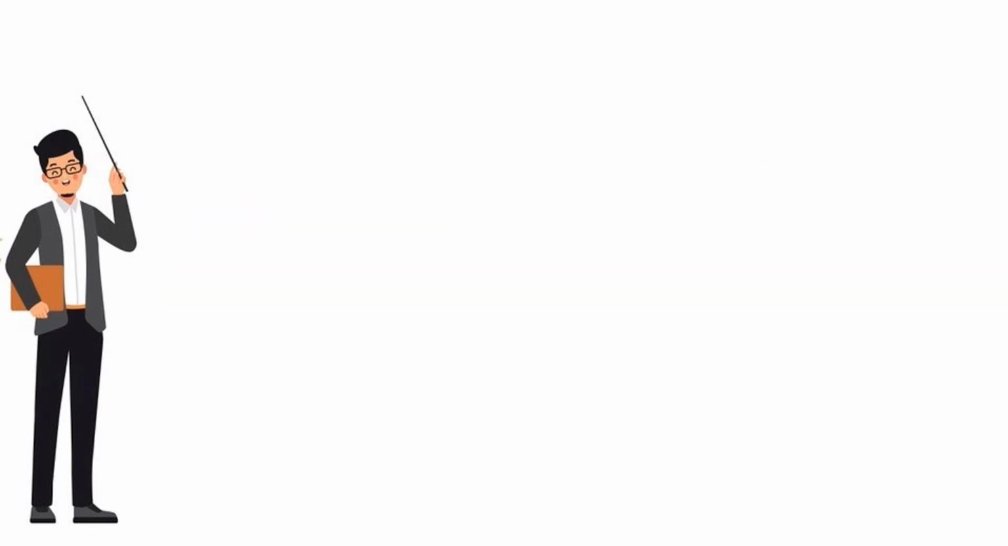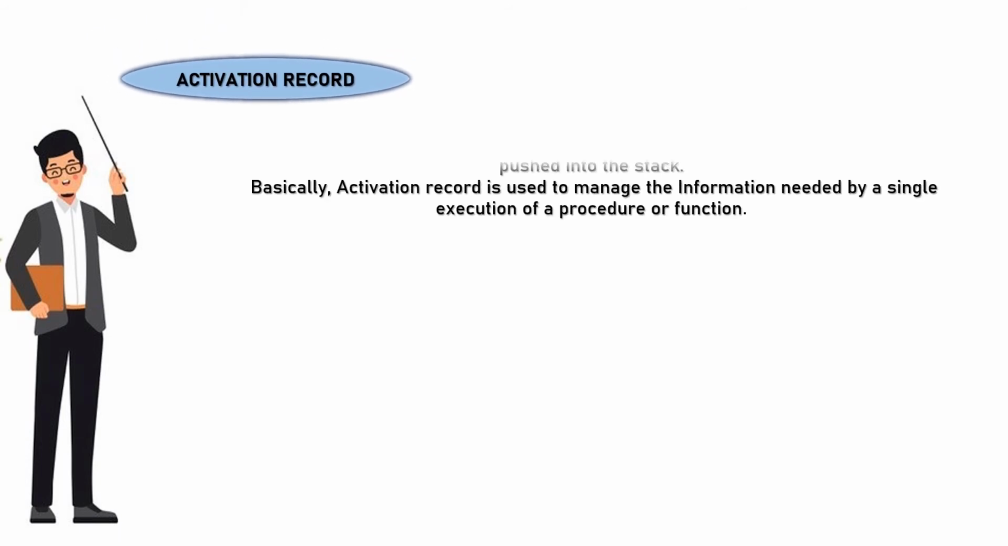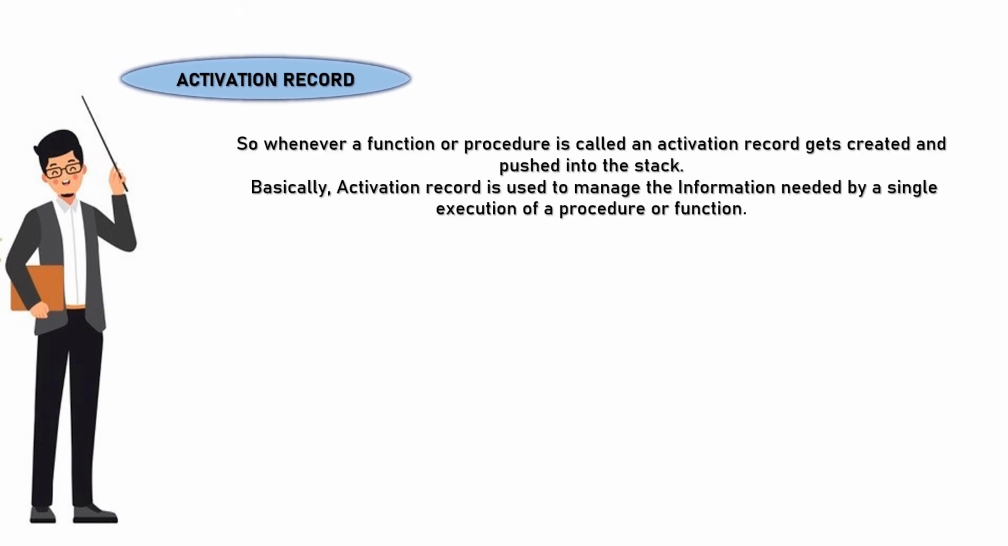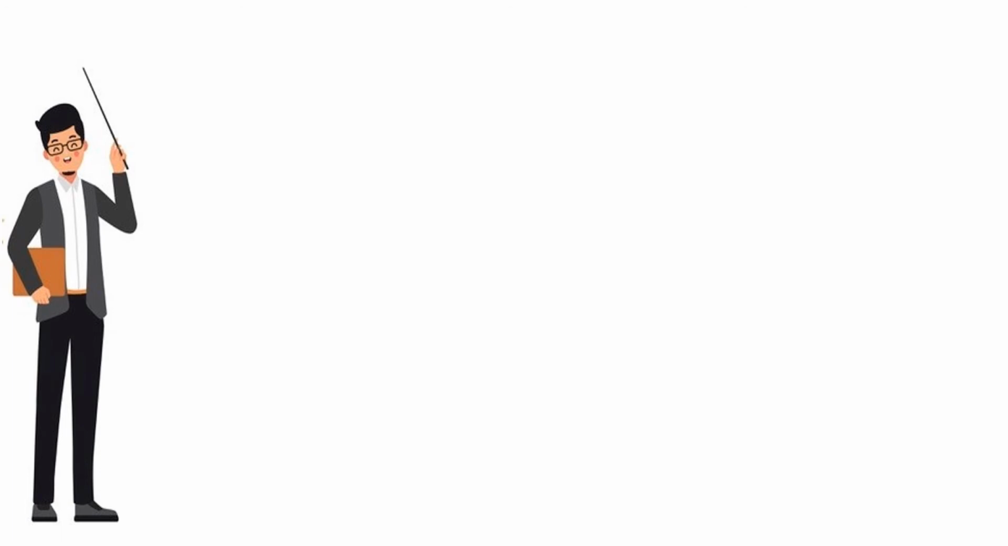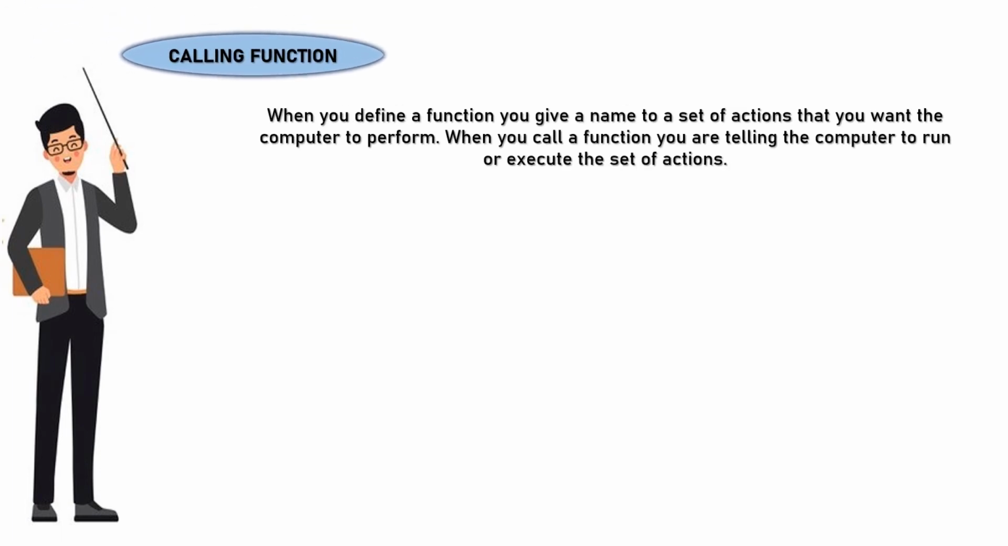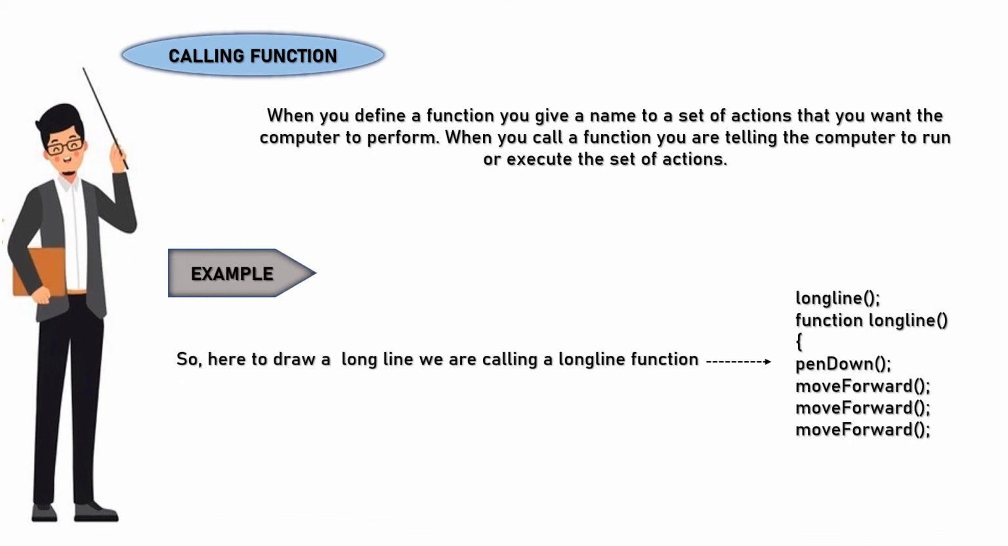Next, activation record. Whenever a function or procedure is called, an activation record gets created and pushed into the stack. An activation record is used to manage the information needed by a single execution of a procedure or function. Here we can see the model of an activation record. The next topic is the calling function. When you define a function, you give a name to a set of actions that you want the computer to perform. When you call a function, you are telling the computer to run or execute the set of actions. For example, to draw a long line, we are calling a long line function.